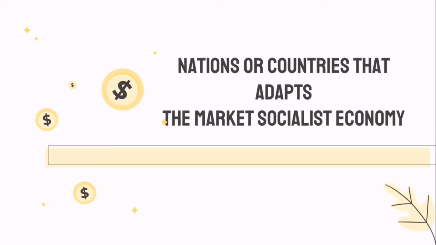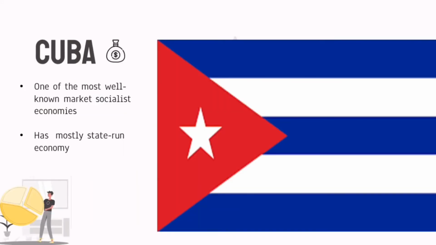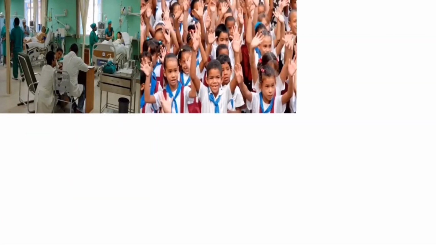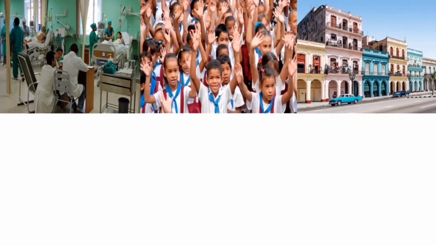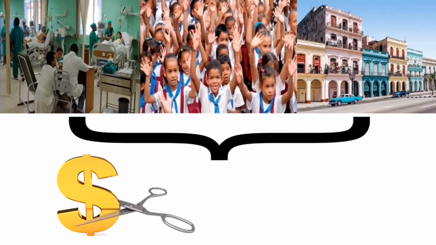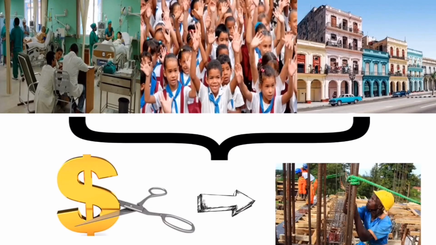Nations and countries that adopt the market socialist economy. First, Cuba. Cuba is one of the most well-known socialist economies. It is a mostly state-run economy responsible for healthcare programs, free education for all, housing, utilities, and food programs. Together, these social programs benefit all and compensate for the low salaries of Cuban workers.